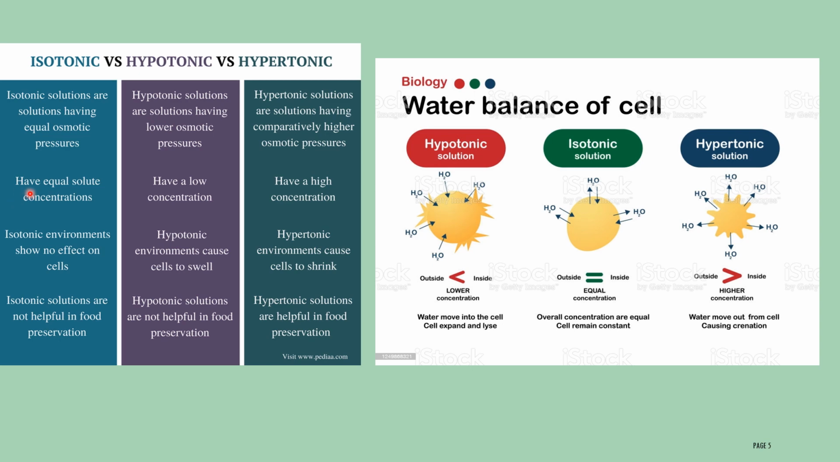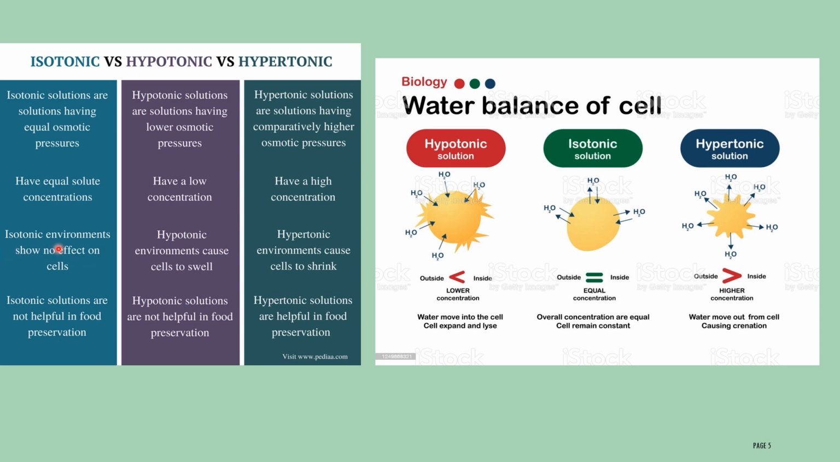The next one: isotonic solutions have equal solute concentration. In the isotonic solution, the concentration of the solute inside the cell and outside the cell is the same, therefore they possess equal solute concentration. Then hypotonic solutions have a low concentration; inside the cell they possess low concentration. The next one, hypertonic solutions have a high concentration, because the solute concentration inside the cell is more.